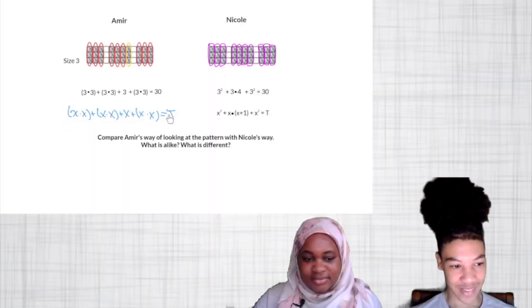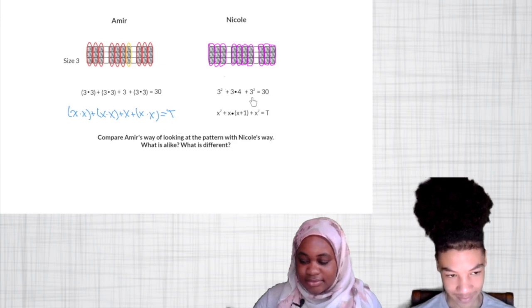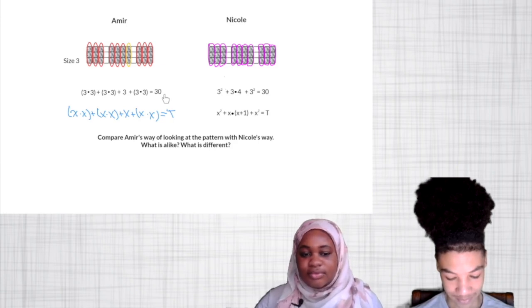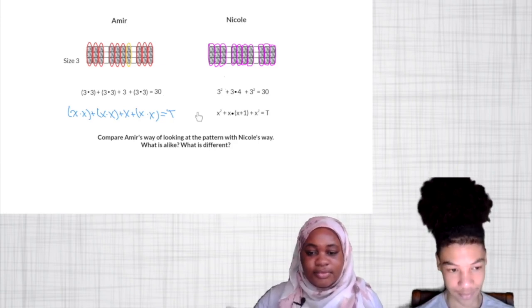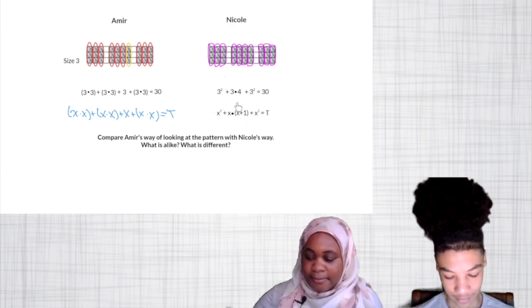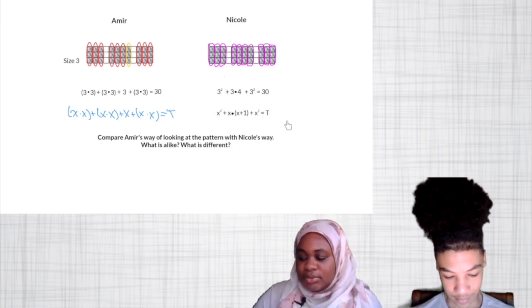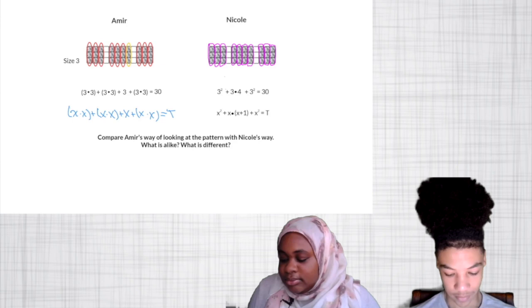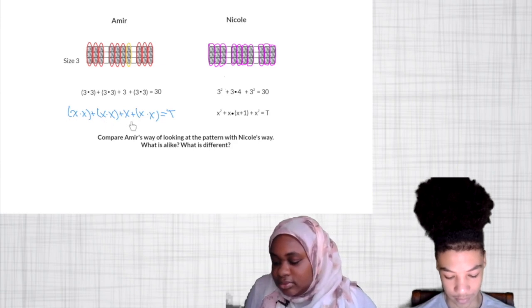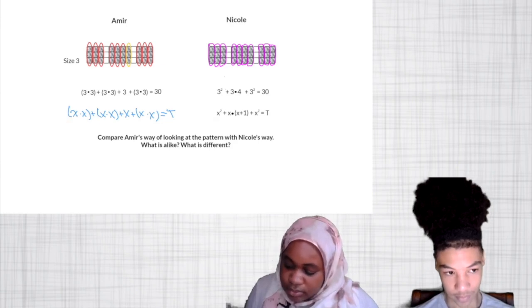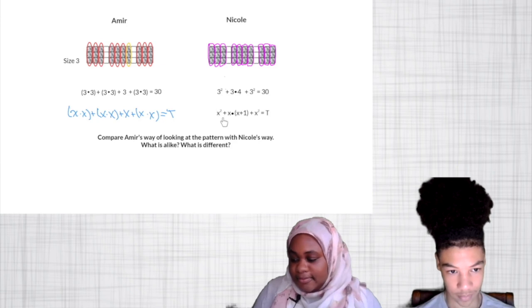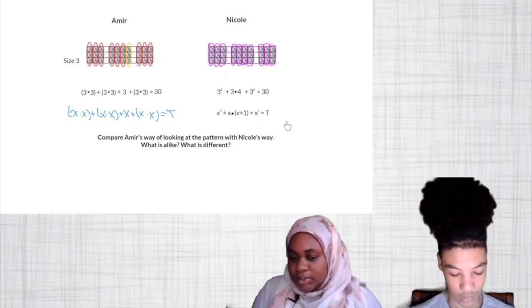So here's Amir's equation for finding the total number of gray squares. And then right above it was how he used that equation to find the total number of gray squares in size 3. And then here's Nicole's equation for finding the total number of gray squares, and then her arithmetic. So what we're going to do is we're going to take the left side of Amir's equation and set it equal to the left side of Nicole's equation. Why do you think I can do that?